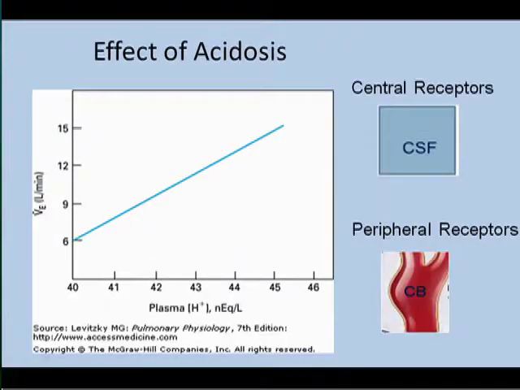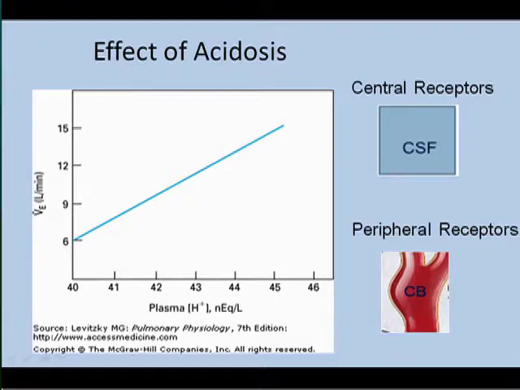This figure reiterates that low pH increases minute ventilation. In the setting of respiratory acidosis, both central and peripheral chemoreceptors likely play a role. However, in the setting of a metabolic acidosis, the peripheral chemoreceptors will act first, and the central chemoreceptor will act more slowly to modify minute ventilation. This makes sense if you remember the following.